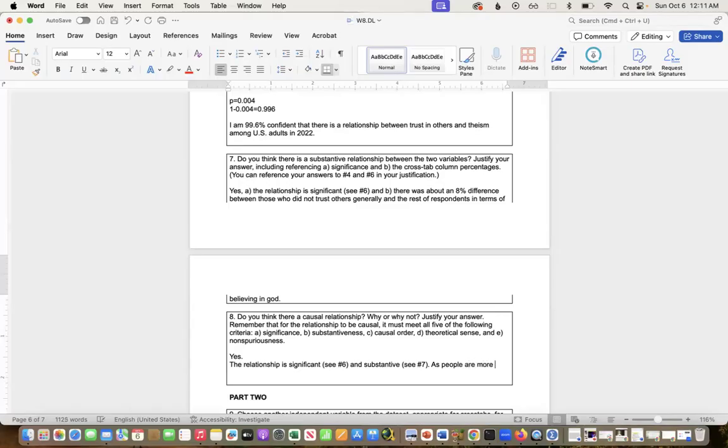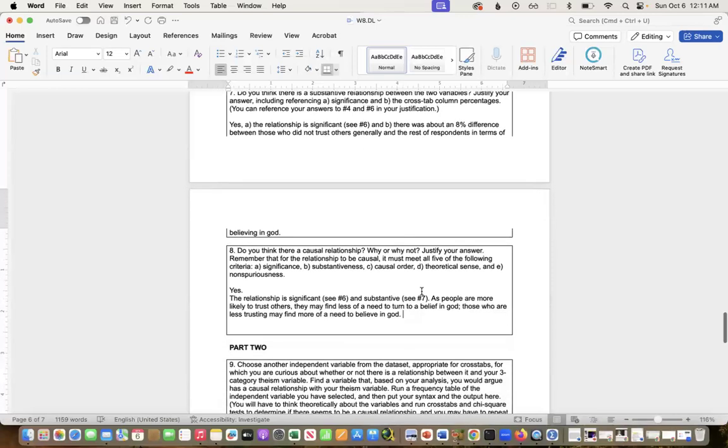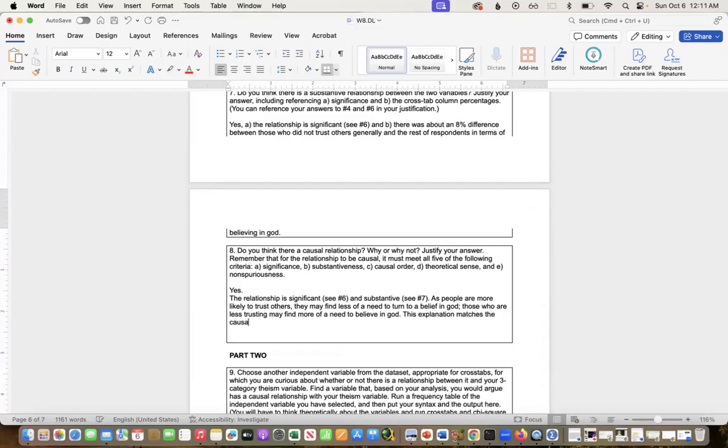As people are more likely to trust others, they may find less of a need to turn to a belief in God. Those who are less trusting may find more of a need to believe in God. Again, I'm not doing research on this. This could be completely wrong, but this is one way to have a theoretical connection between them that I could think of. And I'm saying that based on that theoretical one, the causal order is correct. This explanation matches the causal order.